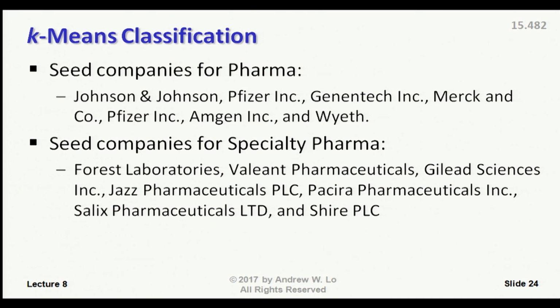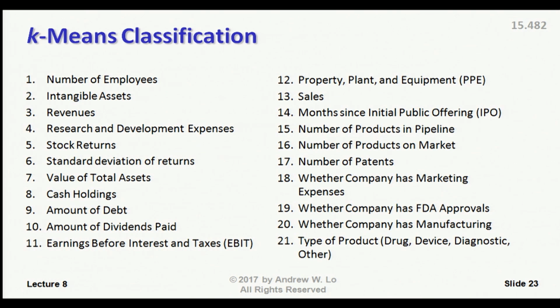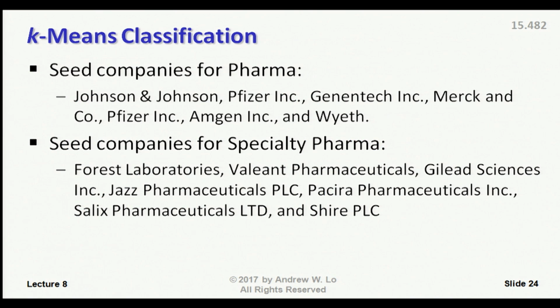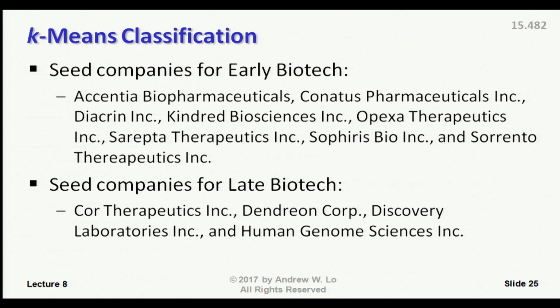And so what it will do is go through all of the companies in our database and calculate the distance to this particular seed value for this 21-dimensional vector and look for the closest one. Then it will call that company a pharma company when it is closer to that than all of the others. Now, what are the others? The dot for specialty pharma is Forest Labs, Valeant, Gilead, Jazz, Pacira, Salix, Shire. The seed companies for early biotech are these companies, and the seed companies for late biotech are these.